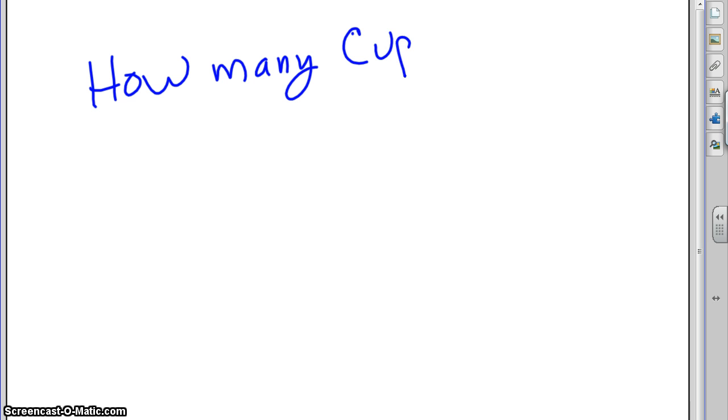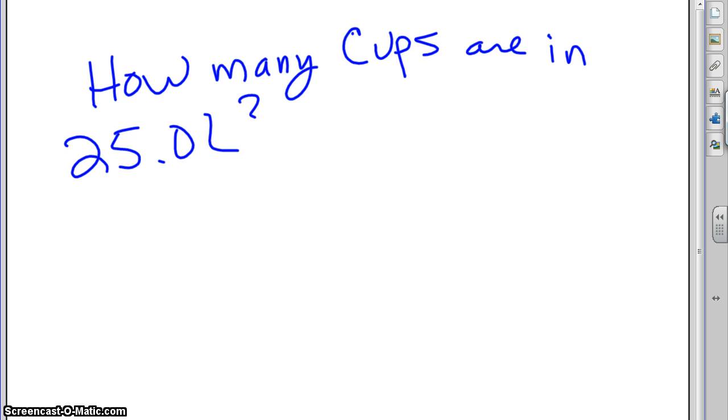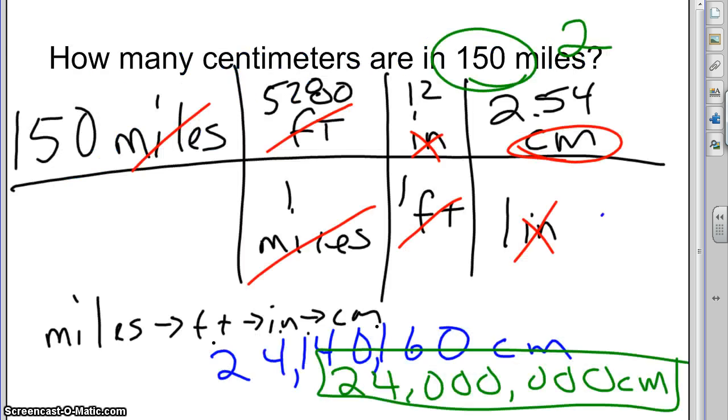We'll do one more example. How many cups are in 25.0 liters? So again, pro tip, we're going to trace out our path, and we might need to go back and look around a while. We're going to start with liters, and so we go back and look at that chart for a while.